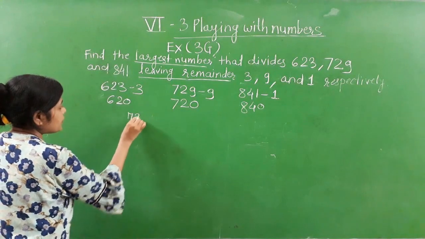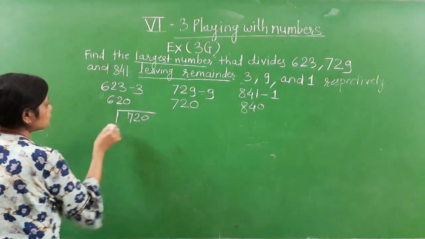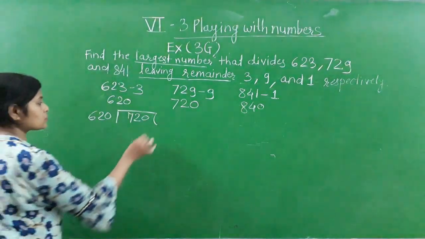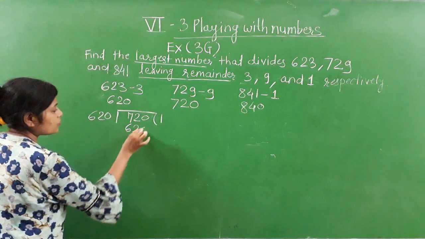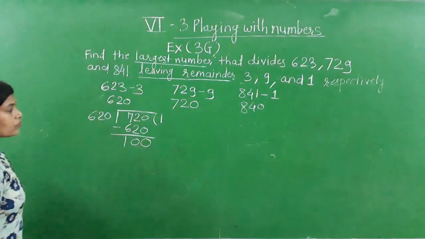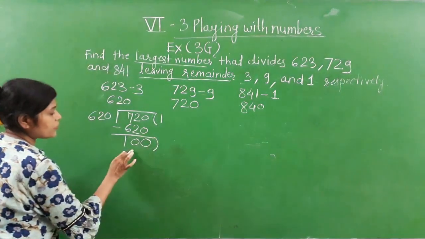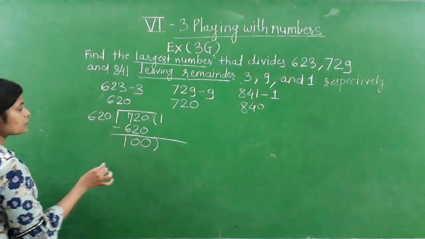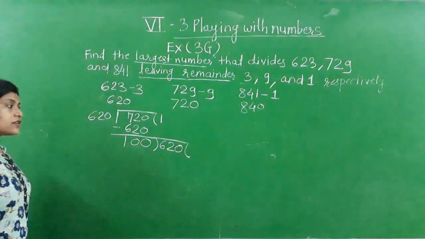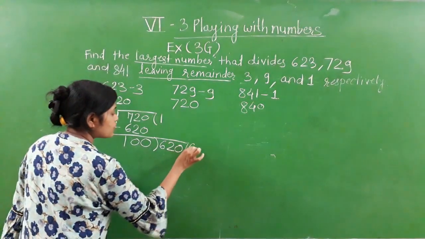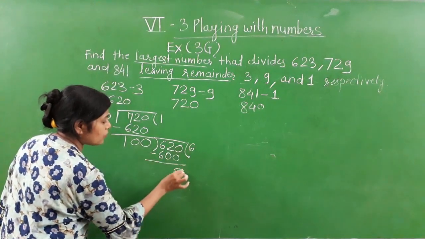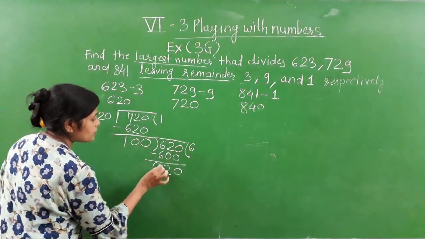So here will be 720 divided by 620. So if we take 2s, it will be a bigger number. So we'll take 1s, that is 620. So we'll get 0, 0 and 1. Okay. Now this becomes your divisor and this becomes your dividend. So we'll write 620. Okay. Now you know that 100 6s are 600. So we'll write 6s are 600. Then subtract it: 0, 2 and 0.